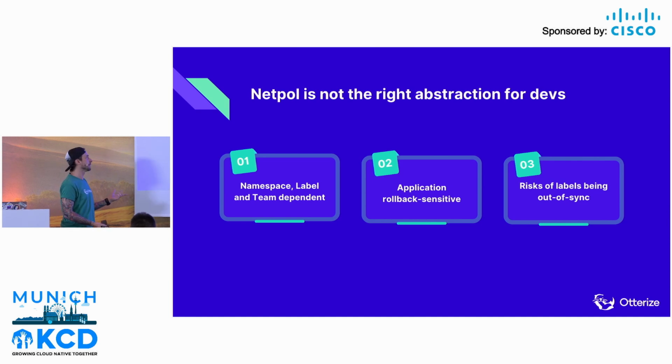If you think about it, network policies are namespace code. They are based on labels, and they are team dependent. So what that means is that at scale, you can't just apply labels per pod. You can't rely on application labels. You have to group things together. And the problem with that is every team or even every developer may have different naming conventions.